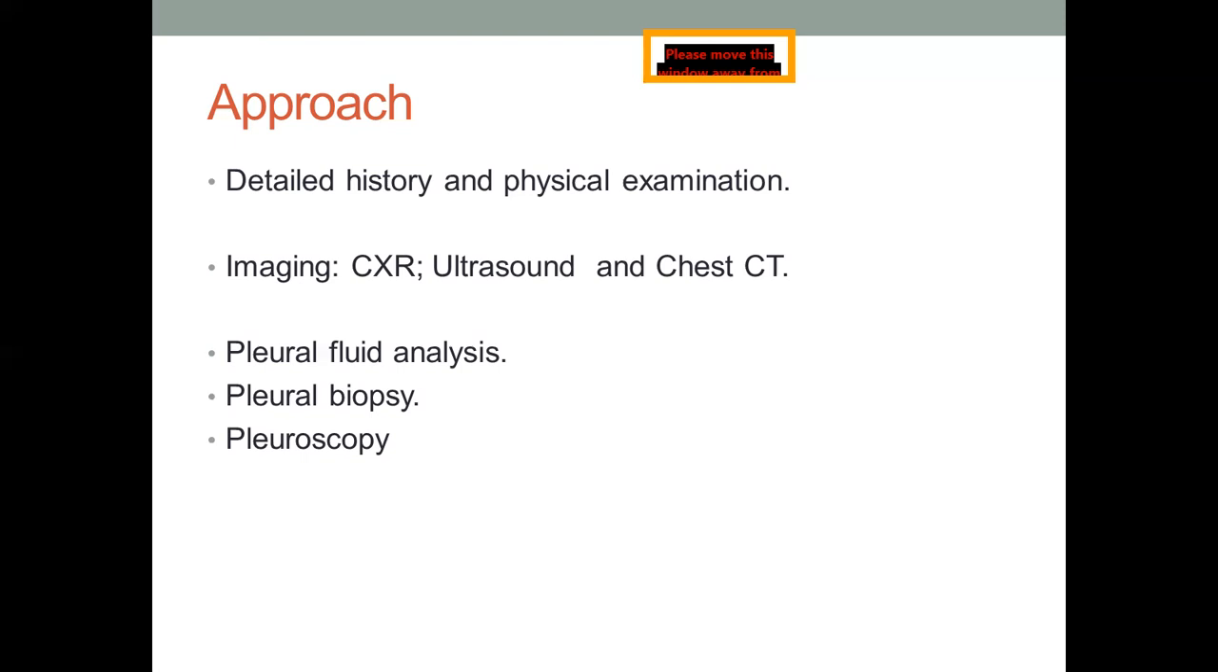When there is fluid, the fluid aspiration, which is called thoracocentesis, is important, and fluid will be sent for routine examination. If the diagnosis of pleural effusion is not made, then pleural biopsy is indicated, and sometimes the pleuroscopy, which is medical thoracoscopy, is also done for the diagnosis.